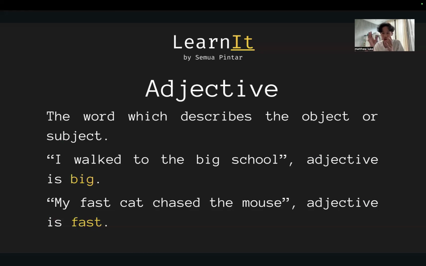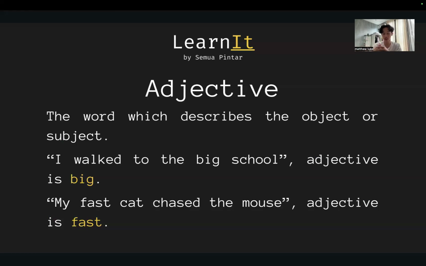Now, if we were to try to describe or elaborate on what the subject is, we would put the adjective next to the subject, right? So let's take a look at the second sentence. My fast cat chased the mouse. Now, using the adjective of fast, we know that the cat is chasing a mouse, but now we know that the cat is also very fast. The fast cat is chasing the mouse. This could technically also work if you move fast to the mouse. So now we know that a cat is chasing a very fast mouse.